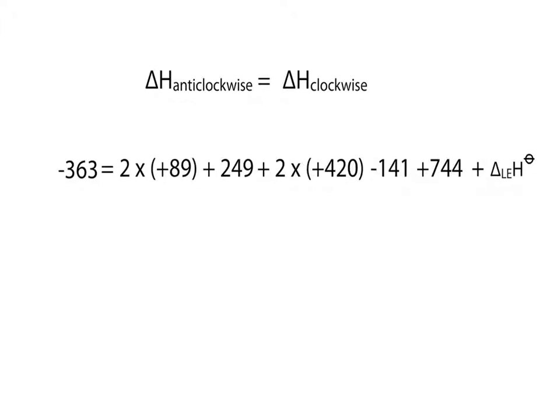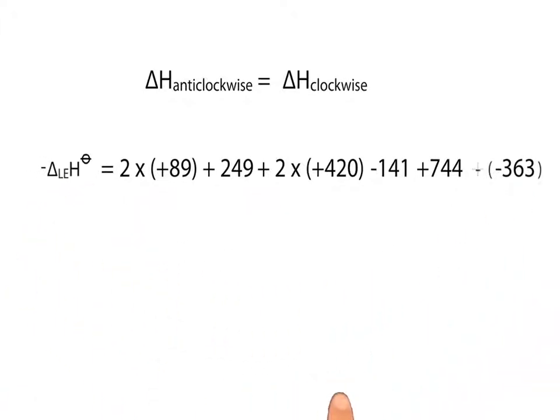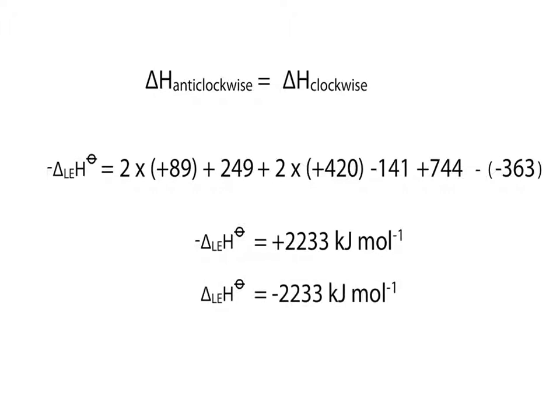Now we need to rearrange to make the lattice enthalpy the subject. We can do this by subtracting it from both sides of the equation. We can take away minus 363 kilojoules per mole from both sides. Now we can enter this long string of enthalpy changes into the calculator exactly as it is written here. If we do this, we obtain a value of plus 2233 kilojoules per mole for the negative of the lattice enthalpy for potassium oxide. If we multiply both sides by -1, which means we change the sign of both sides, the lattice enthalpy for potassium oxide comes out to be negative 2233 kilojoules per mole.